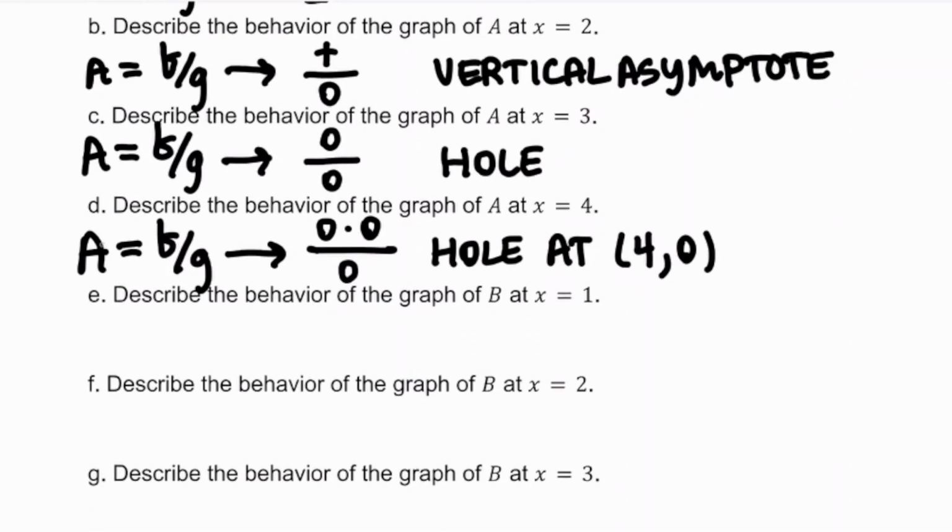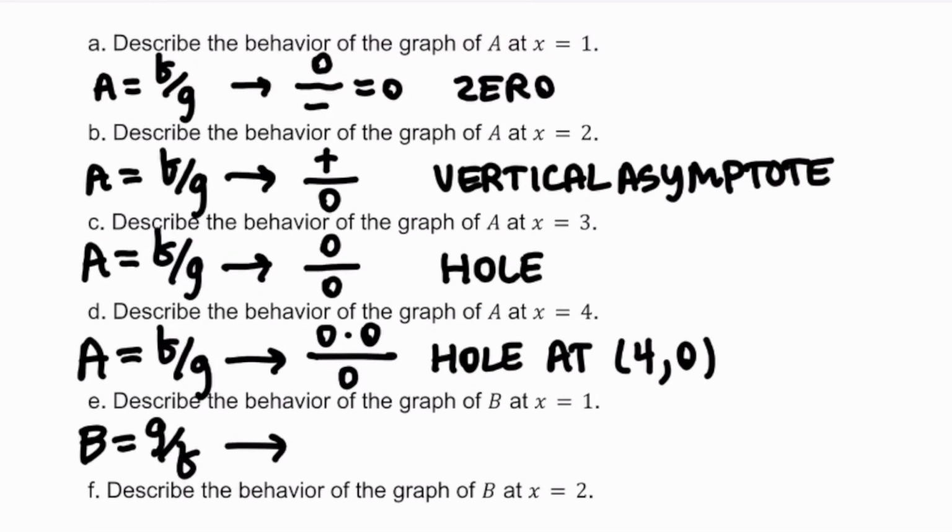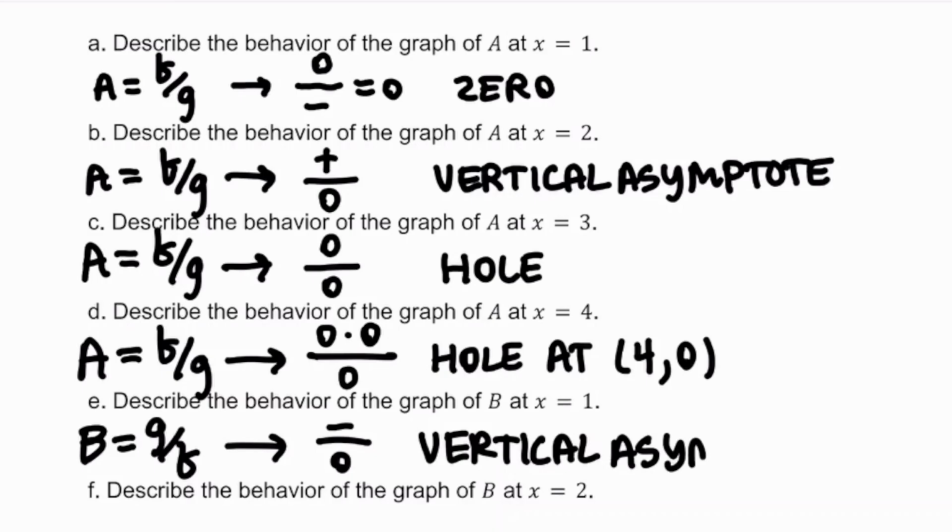All right, now we're going to talk about b. So b is g divided by f. At x equals 1, a went to 0 over a negative number, so b is going to go to a negative number over 0. That's going to be a vertical asymptote. Okay, b at x equals 2.